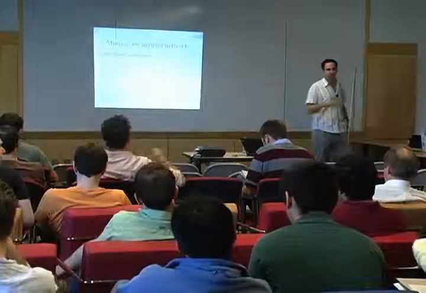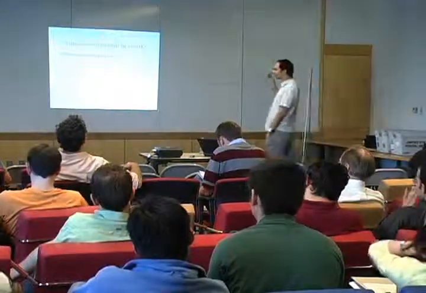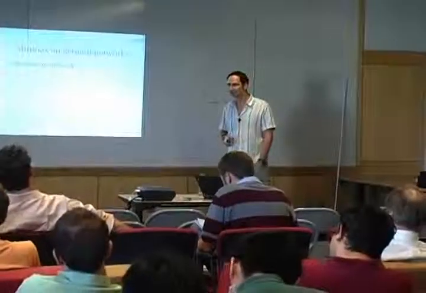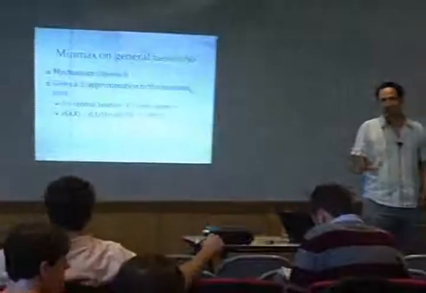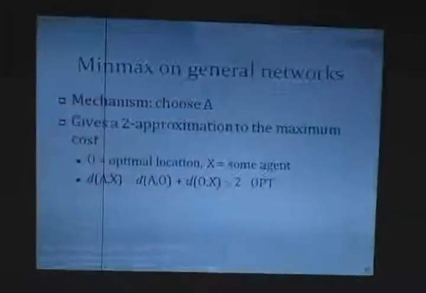Okay, so on a general network, let's again try this dictatorship thing. Again, whatever everybody reports, I want to choose the location of agent A. And this again, even on a general network, gives me a two approximation. And here the proof is trivial.